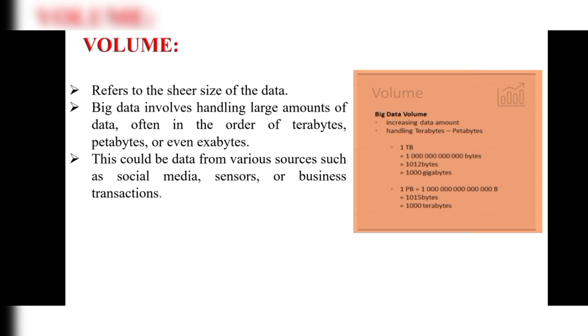First one is volume. What is meant by volume here? This is the first V of big data. Volume refers to the sheer size of data, that means a numerous size of data. The big data name itself says that we have a large amount of data we can store in the data storage. Big data involves handling large amounts of data, often in the order of terabytes, petabytes and even exabytes. That means volume shows how much data is contained.